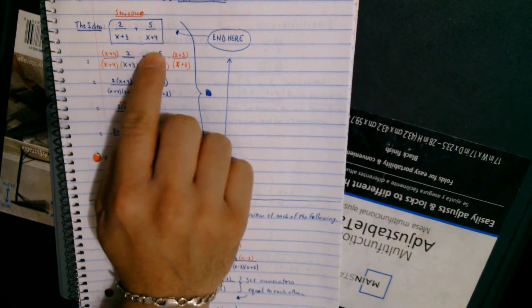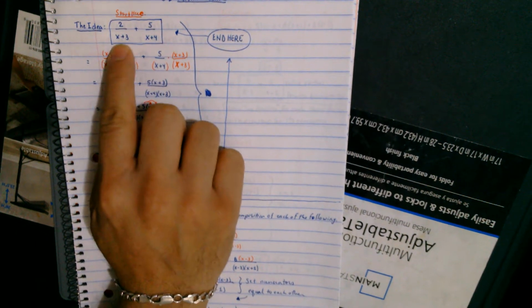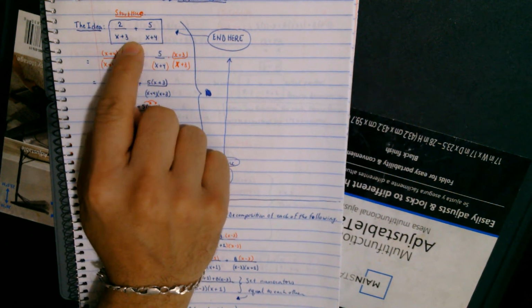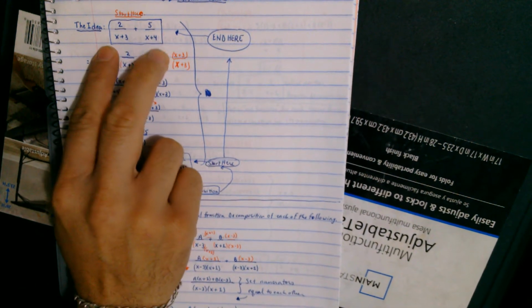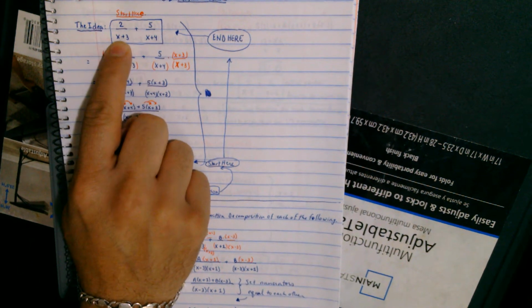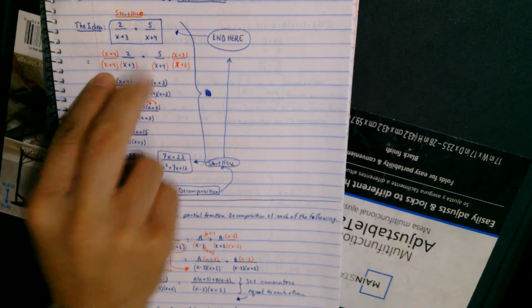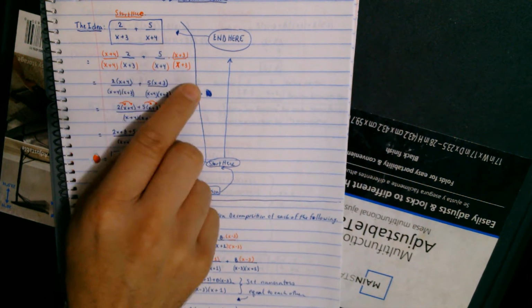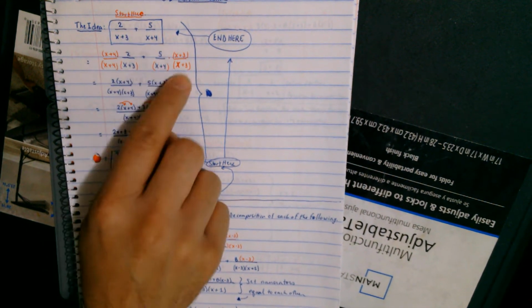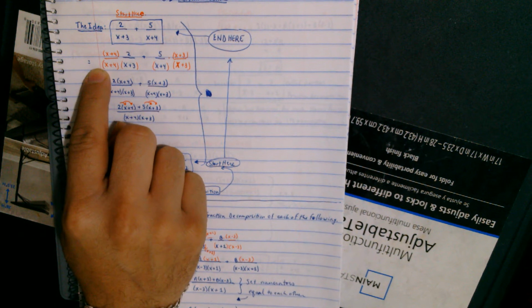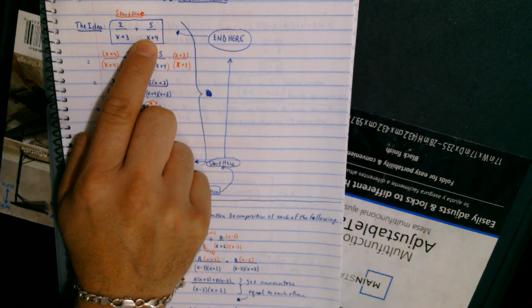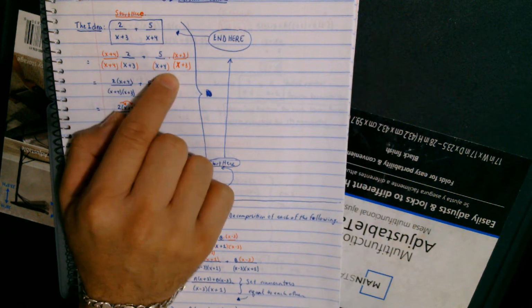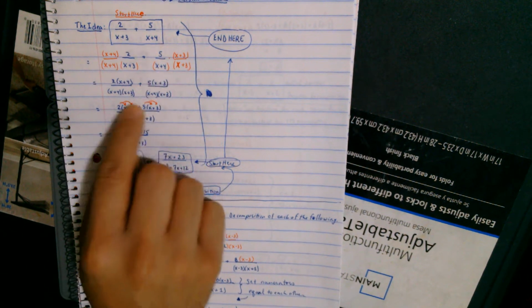The idea is you have two fractions with different denominators. So what we do is we try to add them together by getting a common denominator, the least common denominator. So we multiply one fraction essentially by the denominator of the other fraction, top and bottom, and vice versa. So the first fraction we multiply by x plus 4 over x plus 4, and the second fraction by x plus 3 over x plus 3.